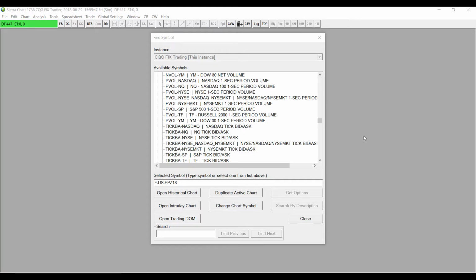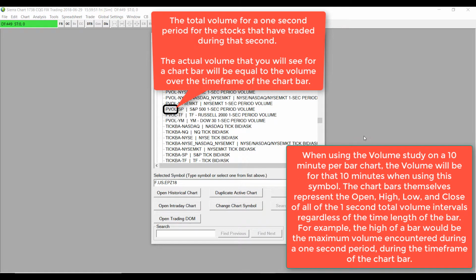Alright, next up, right after the N vol, we have the P vol, or the P volume. The definition of this is the total volume for a 1 second period for the stocks that have traded during that second. And the actual volume that you will see for a chart bar will be equal to the volume over the time frame of the chart bar.